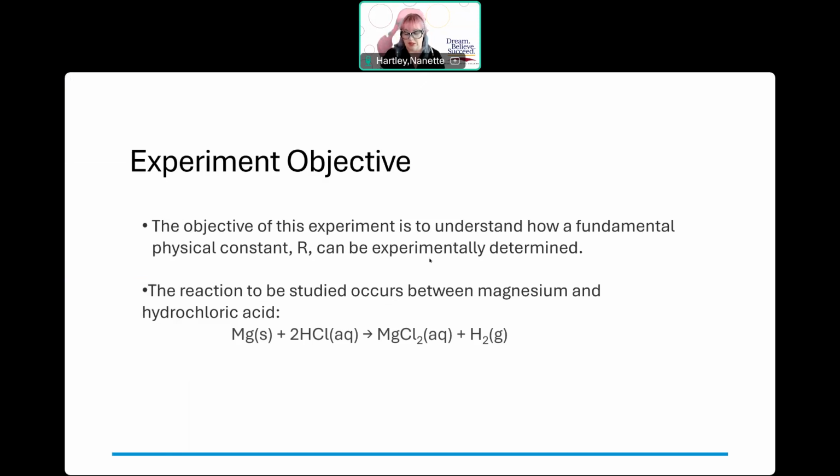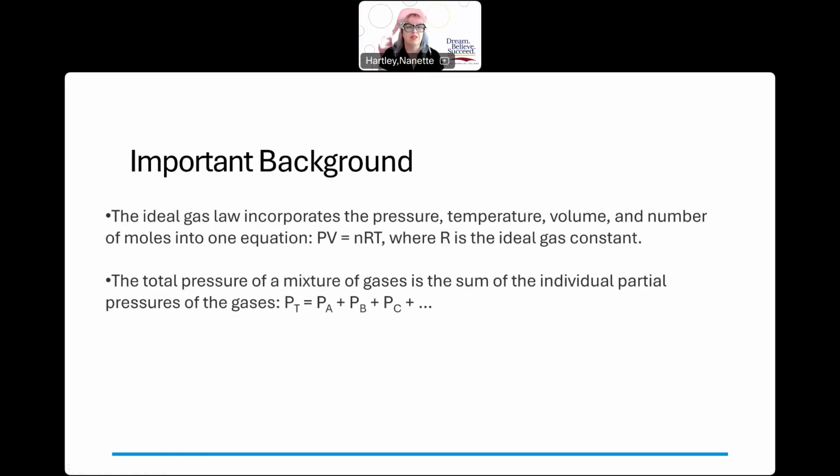So next slide that we're going to look at. All right. The ideal gas law incorporates the pressure, temperature, volume, and number of moles into one equation. PV equals nRT. So pressure, volume, the number of moles, and temperature, T, where R is the ideal gas constant. Now, again, pressure has to be in atmospheres, volume in liters, n number of moles, and T in Kelvin.